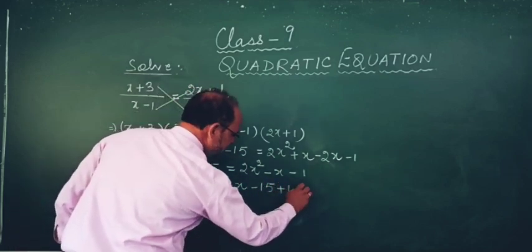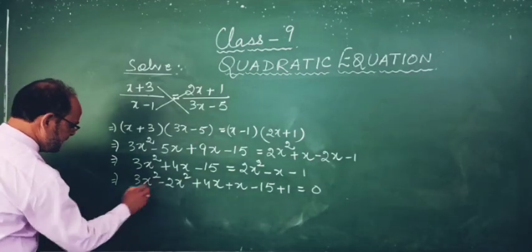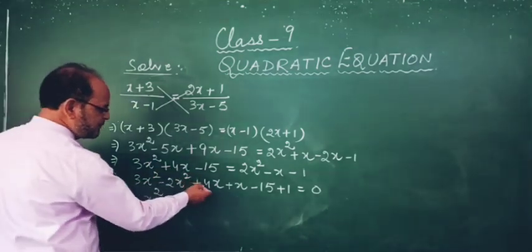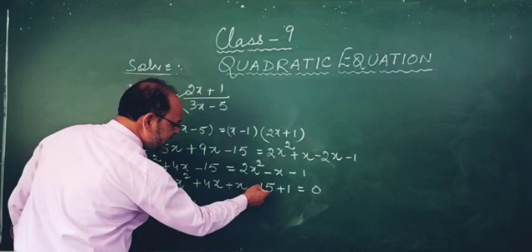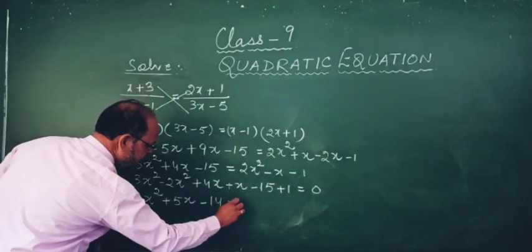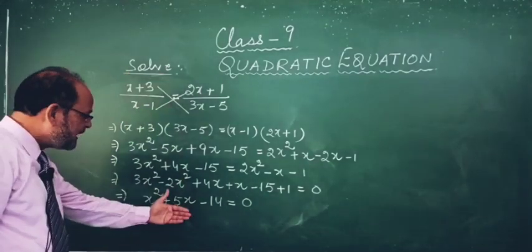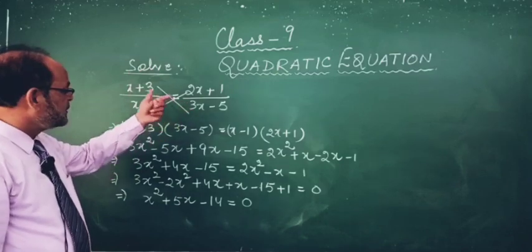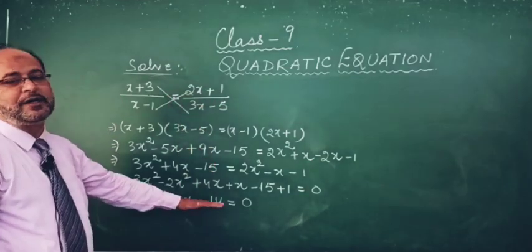It will become positive 1 equals to 0. 3x square minus 2x square, you will get x square left only, plus 4x and plus x, sum will be positive 5x, and negative 15 and positive 1, your answer will be negative 14 equals to 0. Now you have converted this given equation, which was not in quadratic form, into quadratic form.